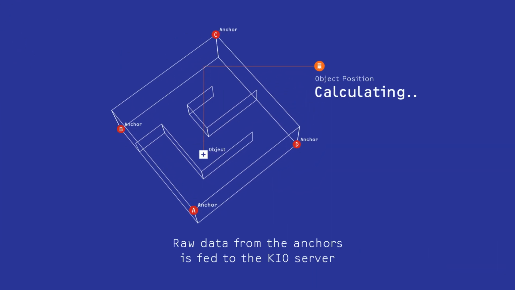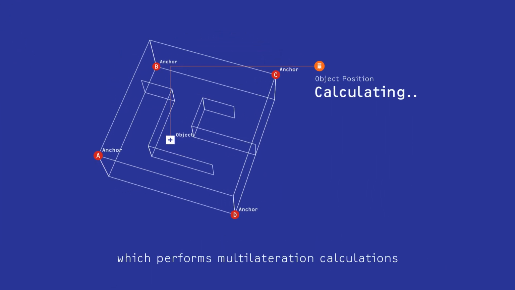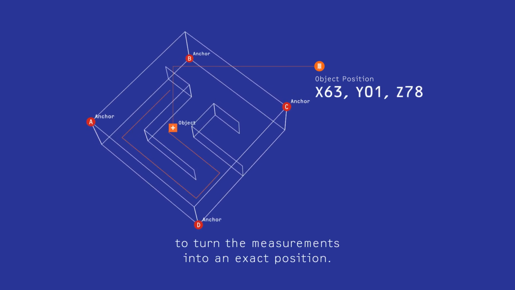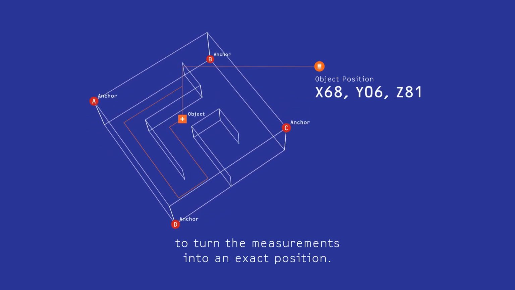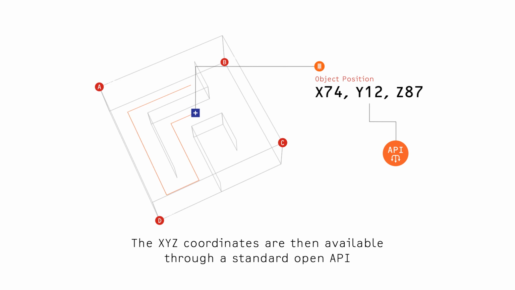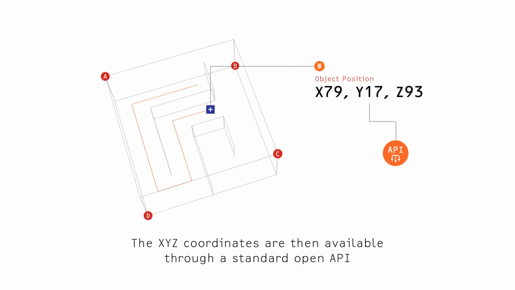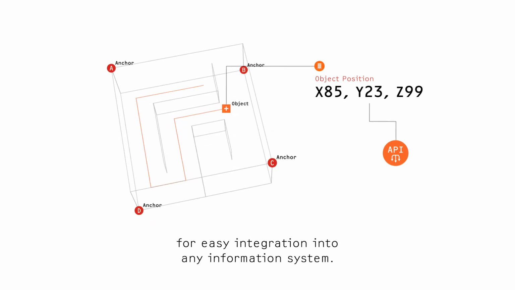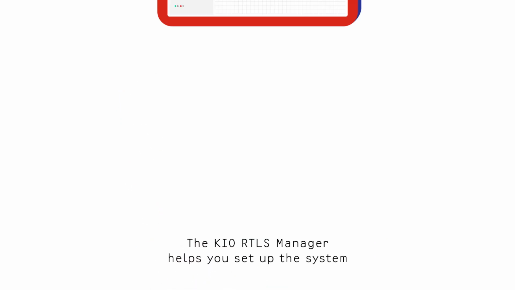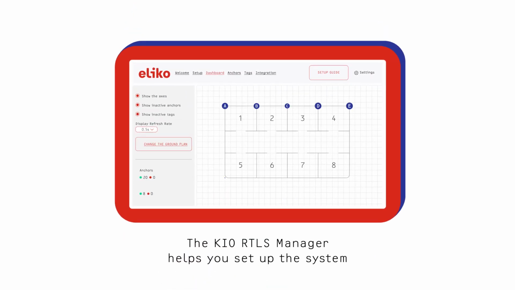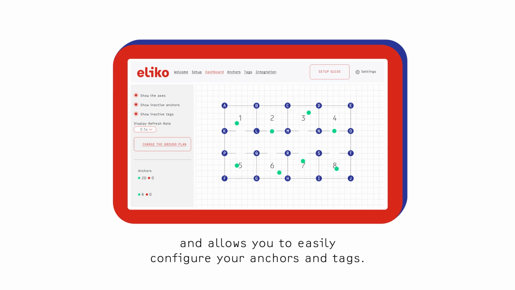Raw data from the anchors is fed to the KIO server, which performs multi-lateration calculations to turn the measurements into an exact position. The XYZ coordinates are then available through a standard open API for easy integration into any information system. The KIO RTLS Manager helps you set up the system and allows you to easily configure your anchors and tags.